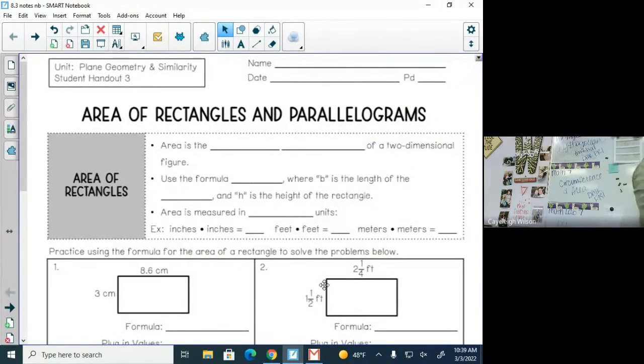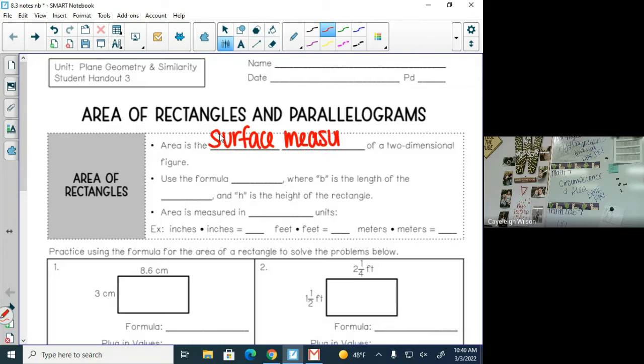All right, so rectangles are a skill that was one of the first areas that you learned when you first started learning about area a few years ago. So area, it's a surface measurement. Remember when we were talking about area of circles, and the difference between circumference and area. Circumference was that distance that just went around the circle. It didn't cover anything on the inside. And then we talked about area, how area covers something. So area is that surface measurement.